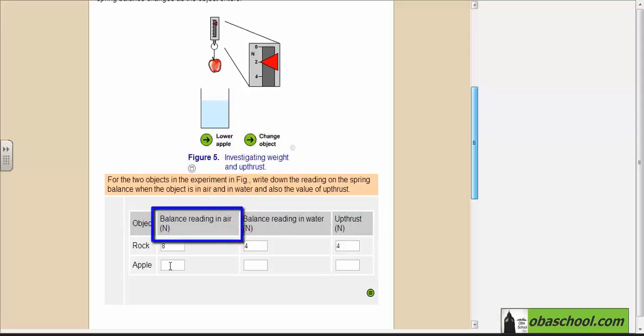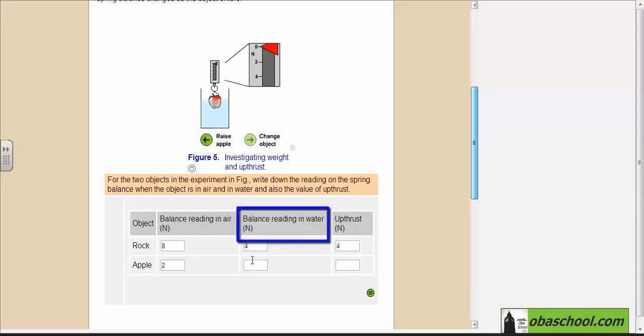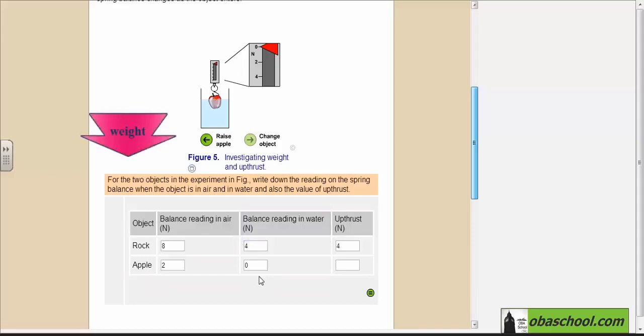Now you can also try it with an apple. The reading in air is 2 newtons. If you lower the apple, the balance reading in water is 0, and you can see the apple floating. So the upthrust force and the weight force are balanced in this case, and the upthrust is 2 newtons.